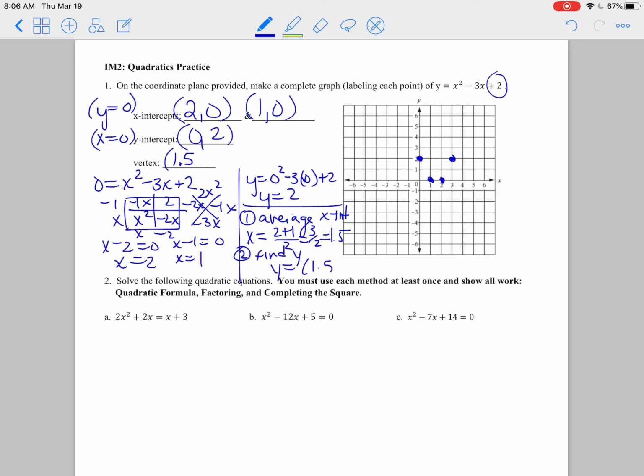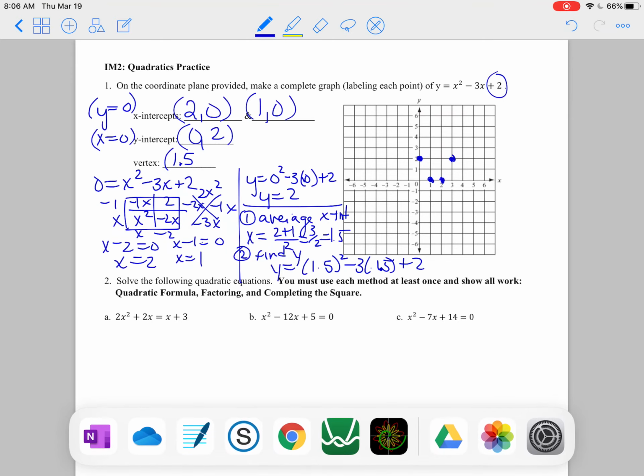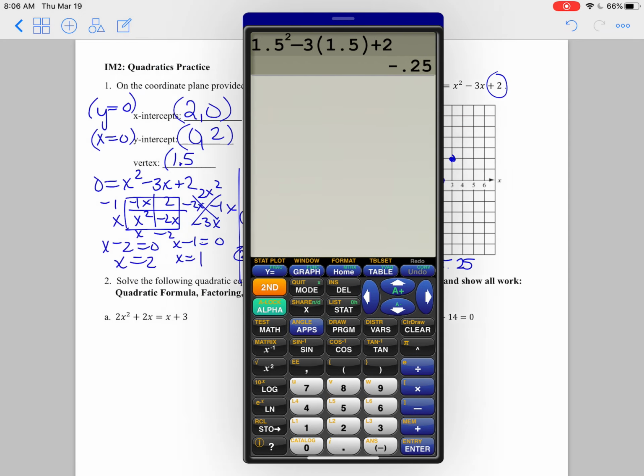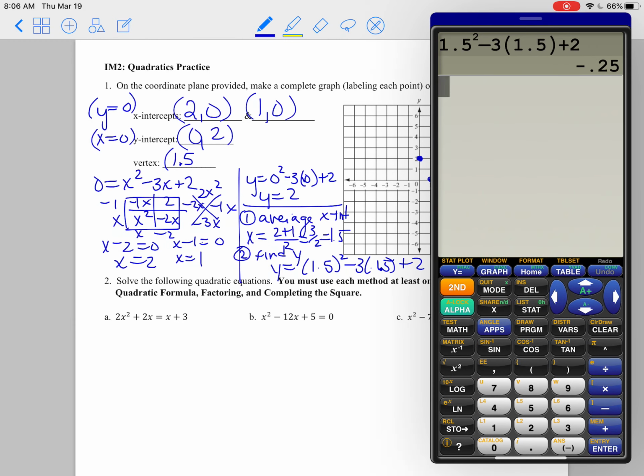So y is equal to 1.5 squared minus 3 times 1.5 plus 2. And I'm going to pull up my calculator. I'm going to put it over here on the side. And I'm going to go 1.5 squared minus 3 parenthesis 1.5 plus 2. And it gives me negative 0.25. Alright. Move this over. Don't forget to write your point.